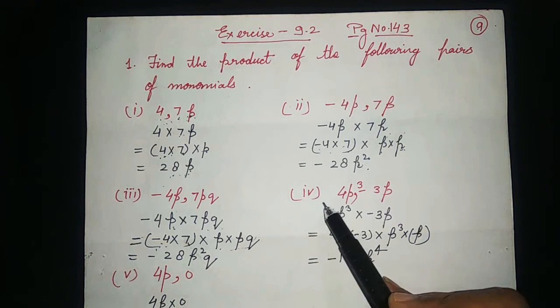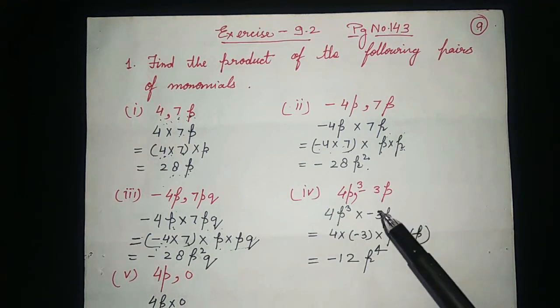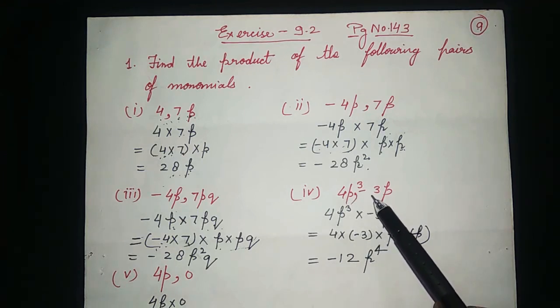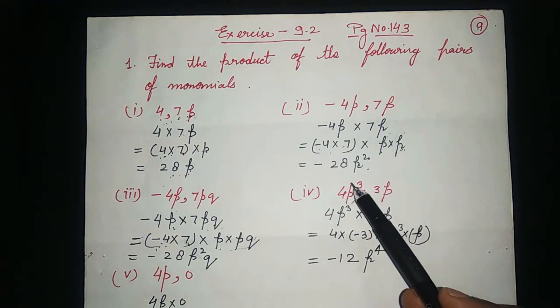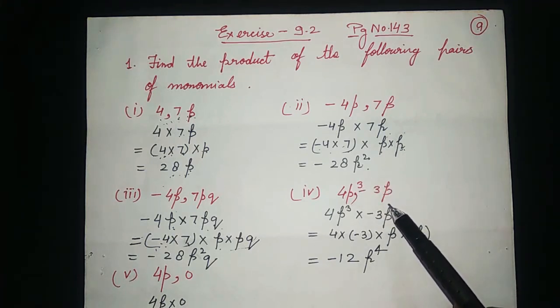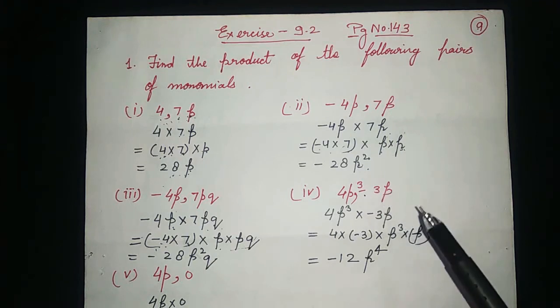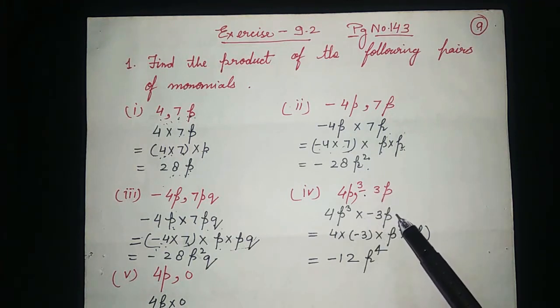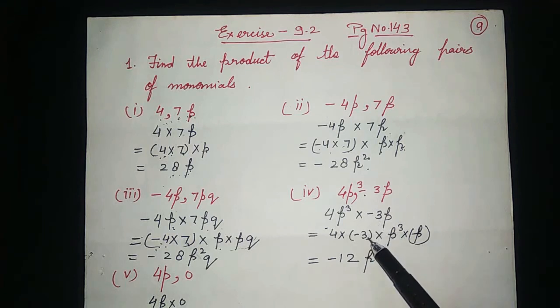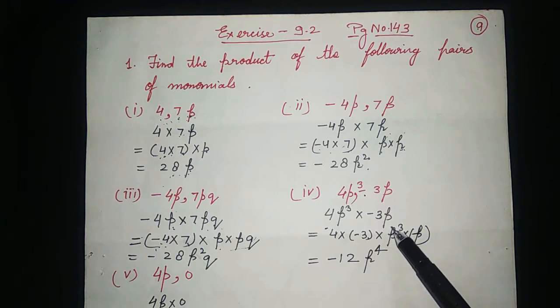Now see the fourth part. The fourth part is 4p cube and minus 3p. Here the first monomial is 4p cube and the second monomial is minus 3p. Now we will multiply them. First we will multiply the numerical coefficients, 4 into minus 3. After that we will multiply their variable parts, so p cube and this p.